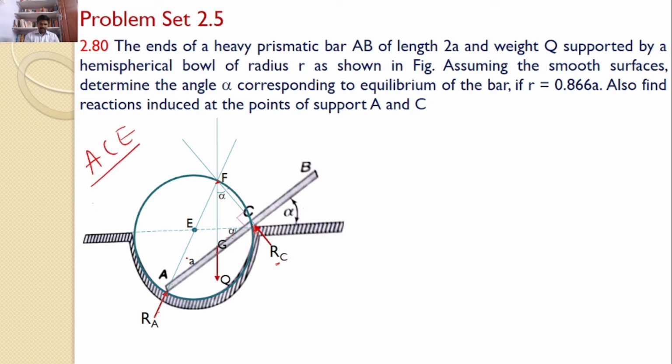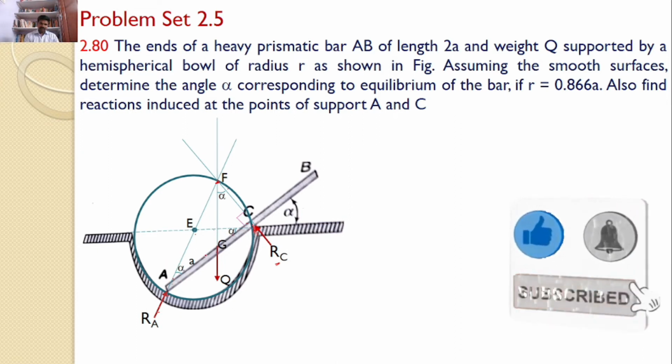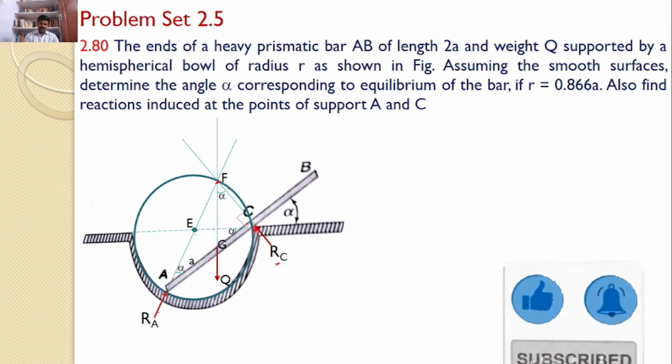Look at the triangle ACE. In that ACE triangle, EC is the radius of the hemisphere. AE is also equal to the radius of the hemisphere. These two sides are the same. Hence, this angle must be equal to this angle. Hence, we can find that this angle is also equal to alpha. Consider the right angle triangle ACF.